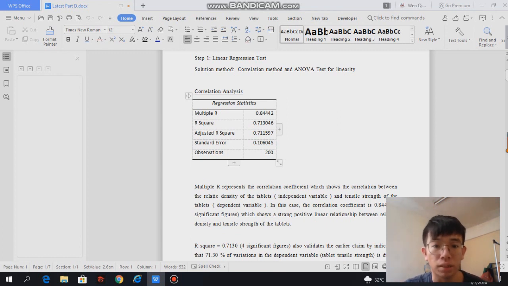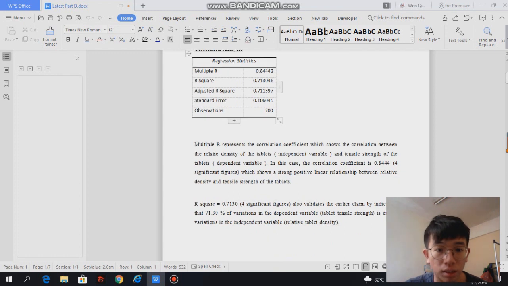The second thing is the R square. R square actually indicates how much the variation of one variable brings effects to the other one. So in this case, we have an R square value of 71.3%, saying that the relative density brings effects or changes to the tensile strength.